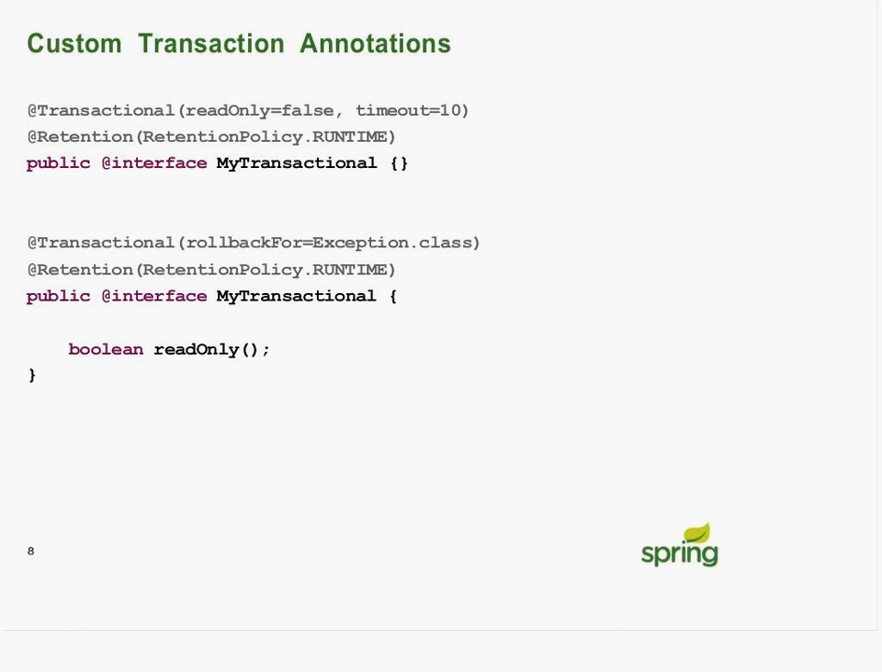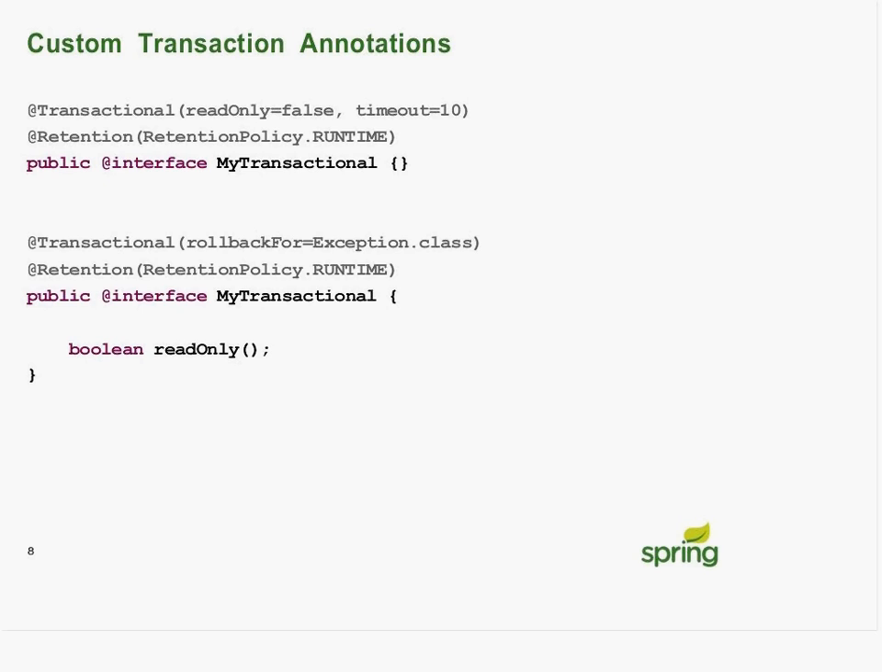The same kind of approach applied to transaction annotations can be very interesting as well. Standard approach is design a custom annotation, named myTransactional here. It's meta-annotated with @Transactional, read-only false, timeout 10. Or maybe you want a different characteristic combined. You say my read-only transaction, and you meta-annotate with @Transactional, read-only true. Maybe that name is too long for your purposes, right? And you just shorten it to @ReadOnlyTx, meta-annotated with @Transactional, read-only true.